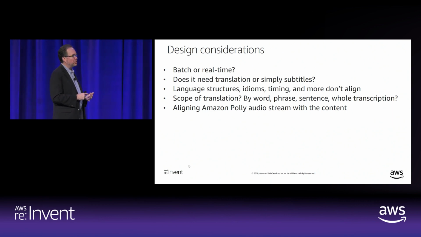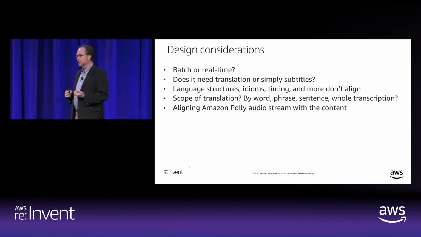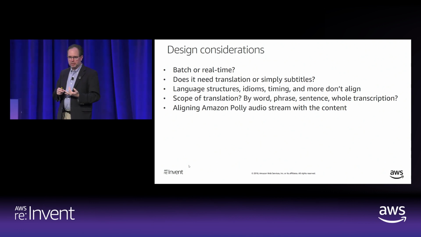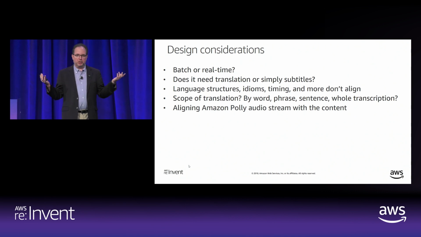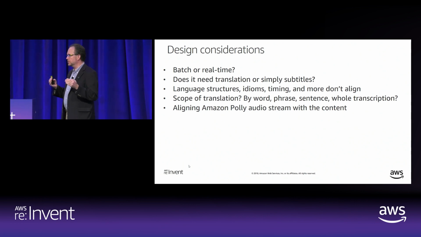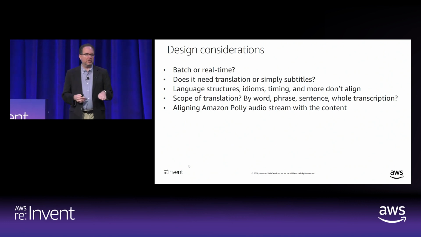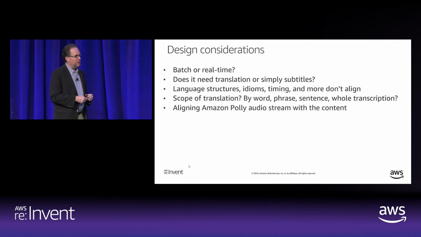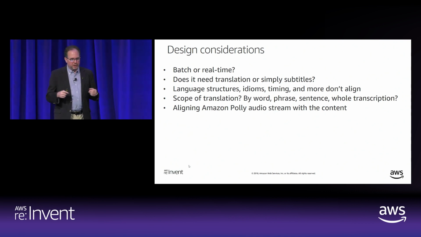Does it need translation or simply subtitles? Just keep in mind that you're paying every time you make an invocation. So if you don't need to have the translation spoken, then don't make the call. If all you really need are just subtitles, you just need to make a Transcribe call, and then however many languages you want, call Translate. That's all you need. Don't call Polly if you don't need it.